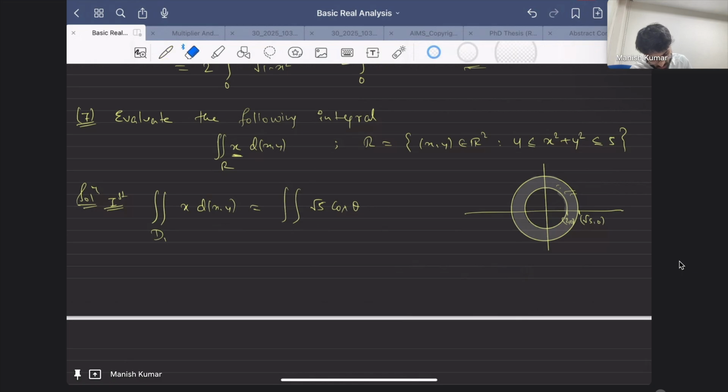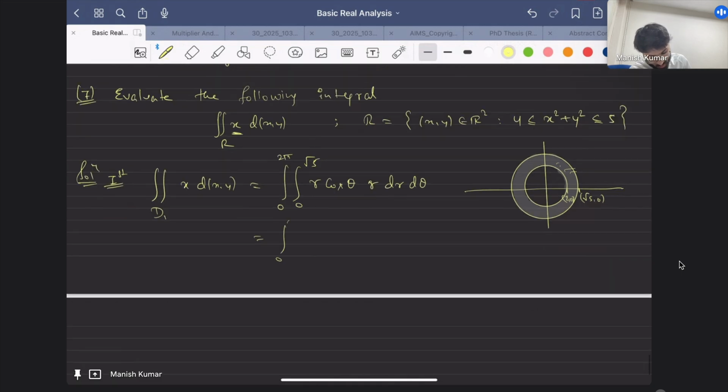Why am I doing this? So this is r cos theta, and this is r dr d theta, and r is varying from 0 to root 5, correct? And then my theta is varying from 0 to 2 pi. So cos theta would be integrated. Let's integrate that. Cos theta would be sin theta from 0 to 2 pi, and this will give you 0, right? Then r square by 2.